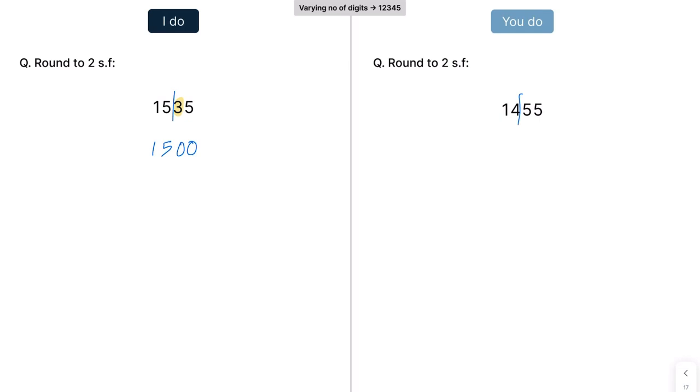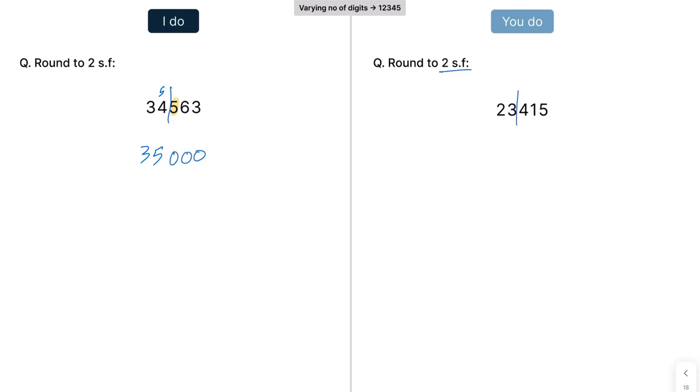Draw my line. Now the decider is a 5. So I'll round the 4 up. That becomes a 5. So my answer is 1, 5. Everything else is a 0. So 1, 5, 0, 0. So rounding this to 2 significant figures, the decider is a 5. I'll round the 4 up to a 5. So that's going to become 3, 5, 0, 0, 0.